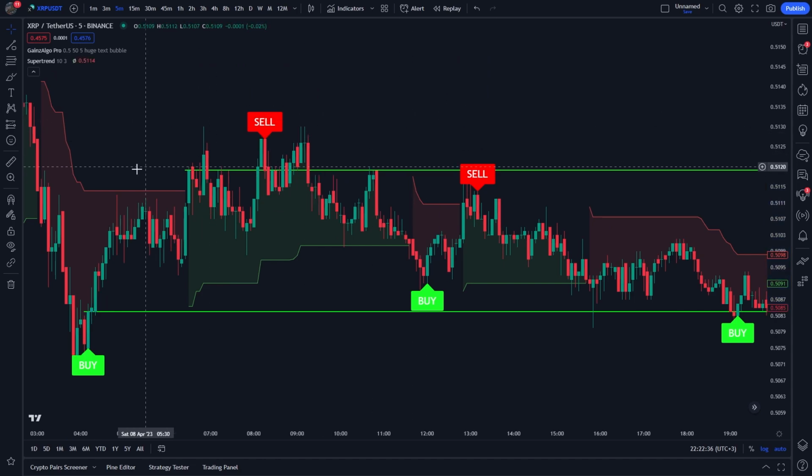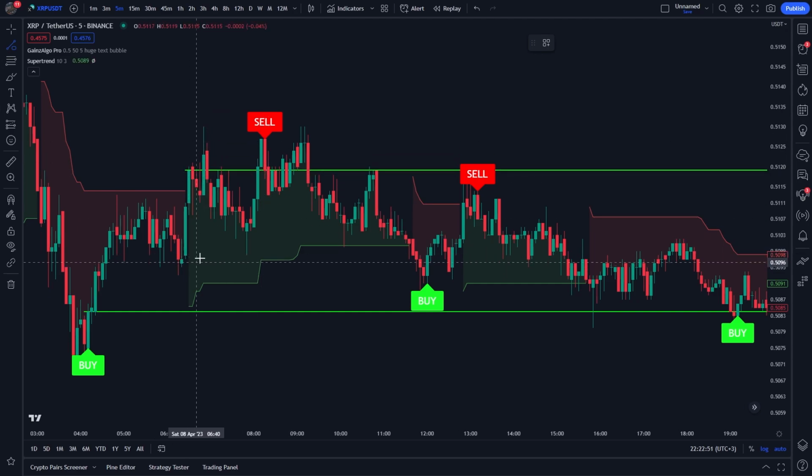So as you can see, the first two trades using the Super Trend indicator would have both been losses, right? Horrible. With GainzAlgo, so far we would have had that win here, as you can see, this beautiful trade. Then we would have had a short trade, right?